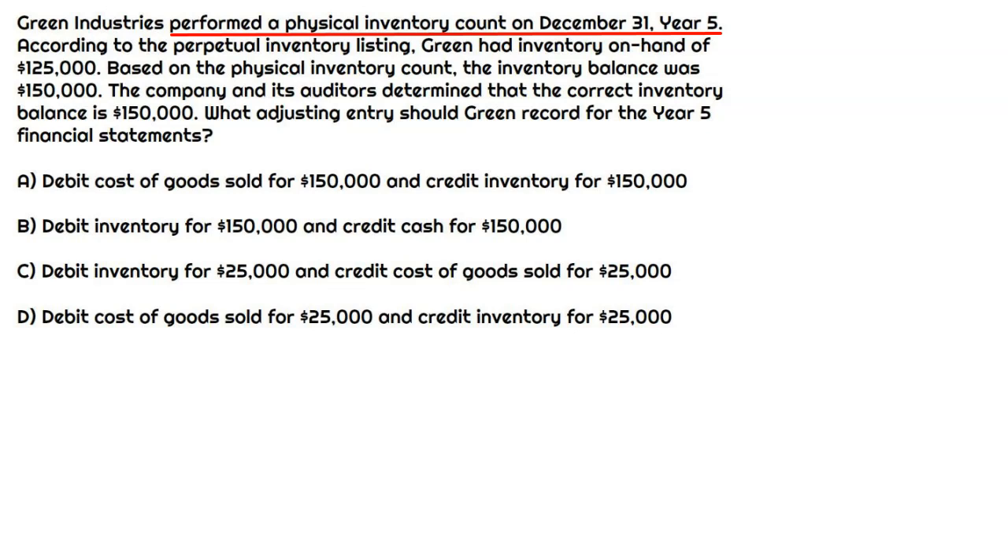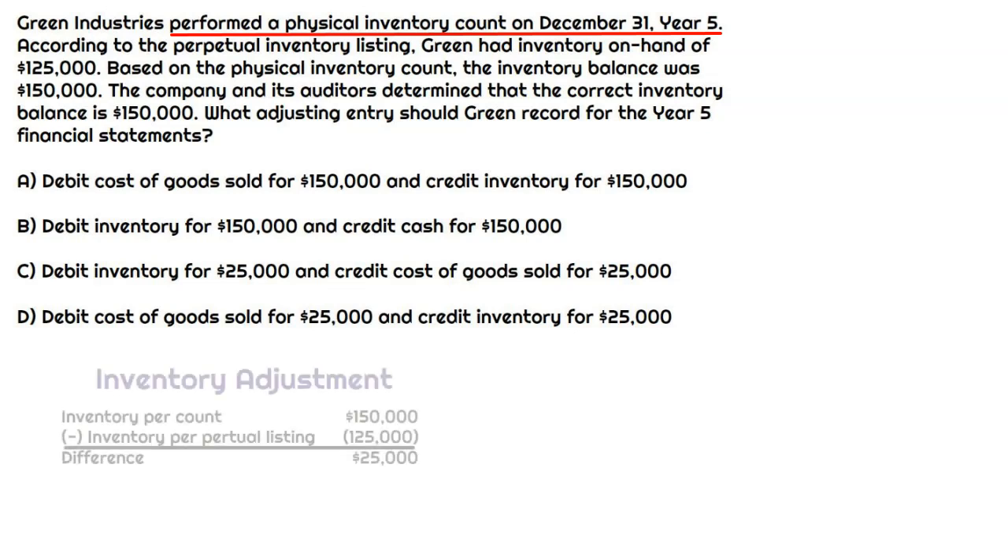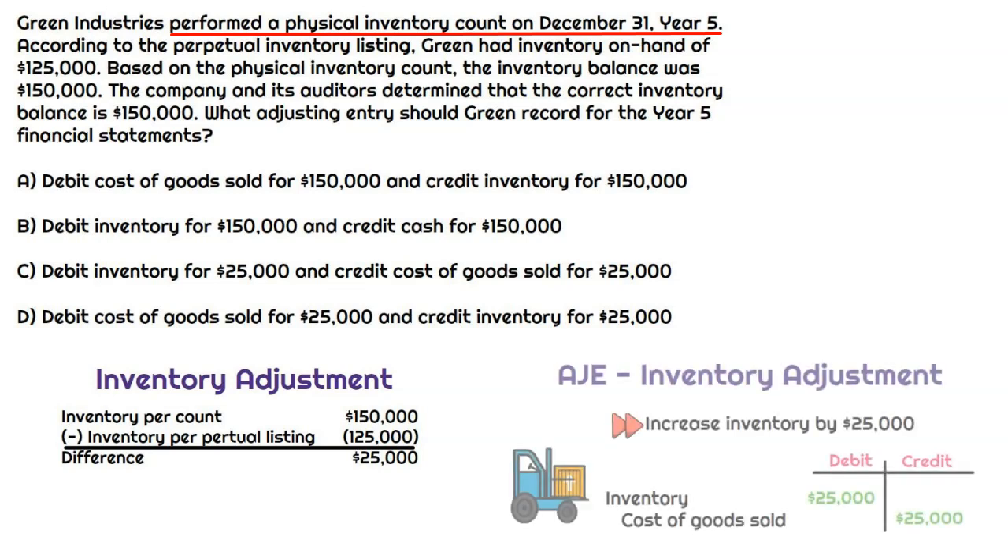Now we need to determine, does an adjustment need to be made to the inventory balance on the company's balance sheet? Based on the information in the question, inventory on hand per the perpetual listing was $125,000, but Green and its auditors determined the correct balance is $150,000 based on their count, right? So actually they need to increase inventory by $25,000. So what's the adjusting journal entry?